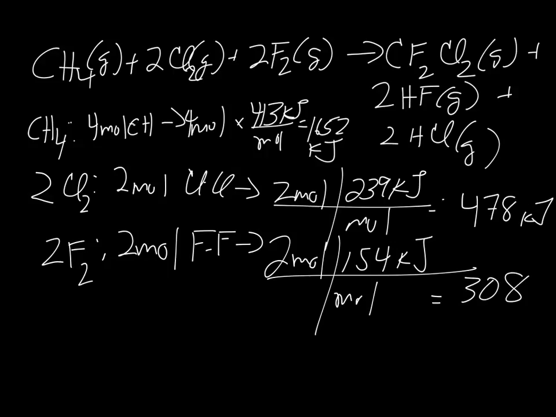So now I add all of them up. This 1652, 478, 308 kilojoules. I add that up and I end up with 2438 kilojoules. So that is the reactants, the bonds broken. Now we're going to go on to the bonds formed, and I will do that on another page.